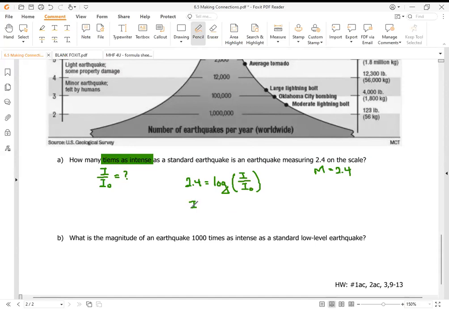So the answer is, turning this into an exponent, 10 to the power of 2.4 is approximately 251.19 times as intense.